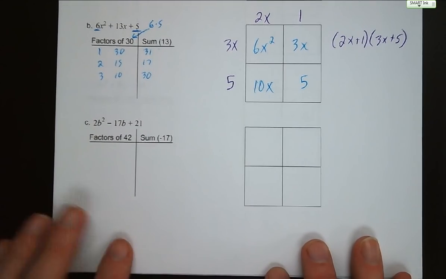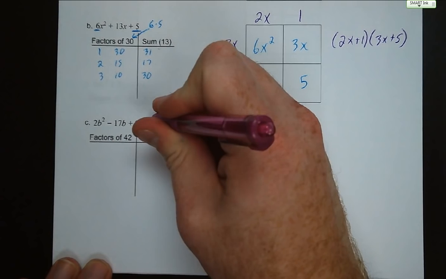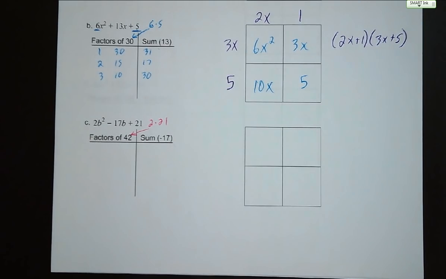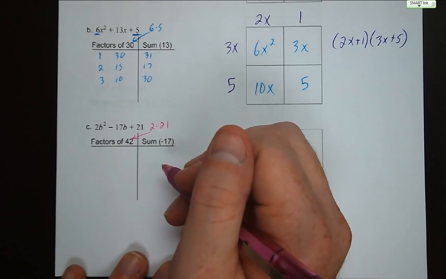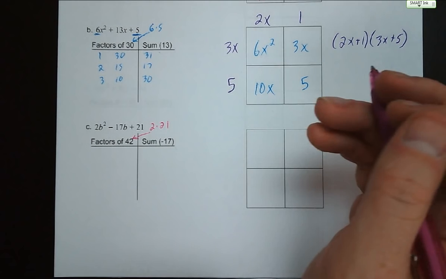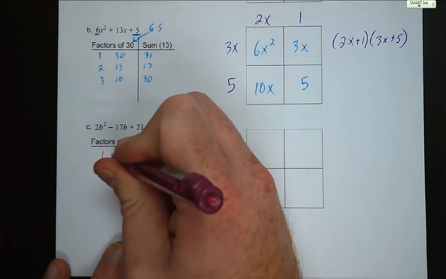Letter C, I want you guys to try on your own. So the first thing that you need to do is 2 times 21, which gives us our 42, the answer to life and everything. Now, we need to figure out what are my factors of 42 that add up to a negative 17. Okay, so we know we need one positive, one negative number here, and my negative needs to be the greater of the two. So we have 1 and negative 42.